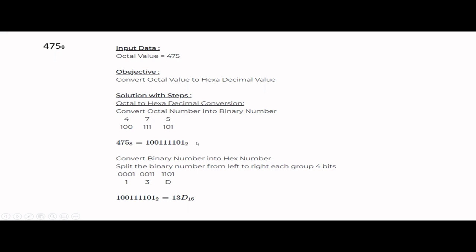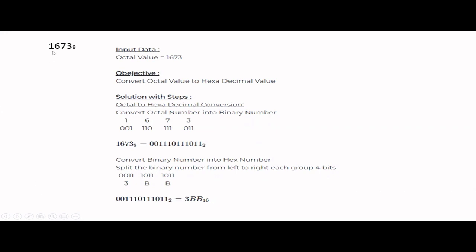Then you start with the right-hand side. Each group should have 4 digits. Now for the first one, we are adding so many zeros to get the answer. So this one is D, this one is 3, this one is anyway 1. So 1, 3, D will be the answer for this with the base 16.